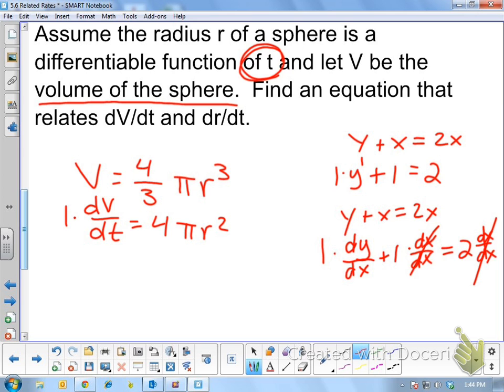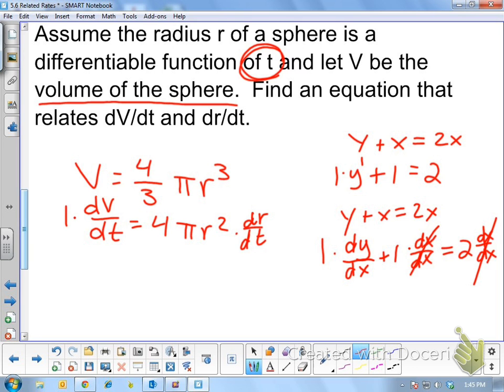Now I have to worry about my derivative notation. What would this multiply by? If this is dV/dt, this is dr/dt, the variable we're working with over time. So this would be our related rates equation. And we could do stuff to solve with it, but right now we're just worrying about what this related rates equation is.